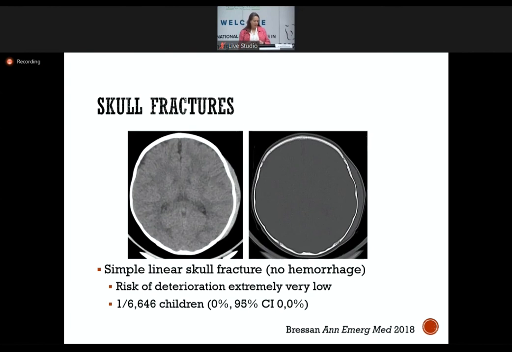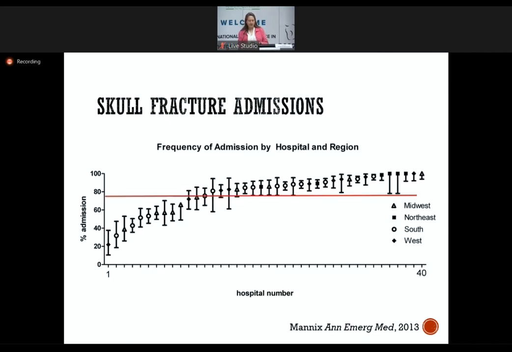What we know is that the risk of clinical deterioration is very low in those children that have a skull fracture. In fact, we did a meta-analysis looking at all published studies of children with an isolated skull fracture, led by Sylvia Bressman, who's a pediatric emergency physician in Padua, Italy. In that meta-analysis, we were able to include more than 6,000 children, and only one had clinical deterioration or required neurosurgery. So the risk is really low.